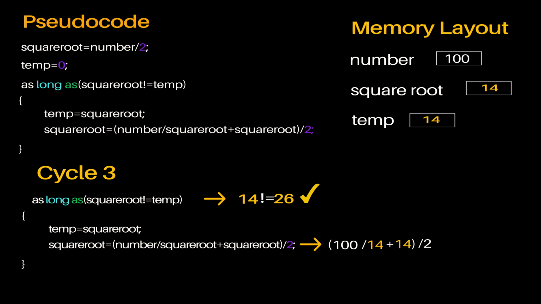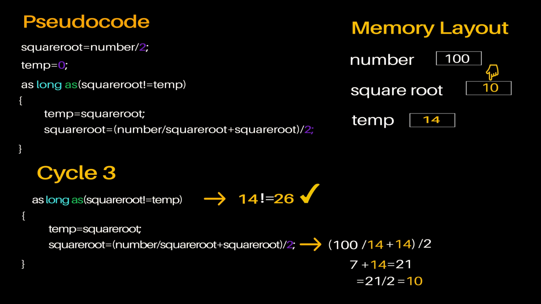Again, we should first perform division according to the BODMAS rule. What is 100 divided by 14? 100 divided by 14 happens to be 7. Plus, I should be adding 14 to it. 7 plus 14 would give me 21. What is 21 divided by 2? 21 divided by 2 happens to be 10. Since integer by integer, it should always give me an integer result. The new value of square root happens to be 10.